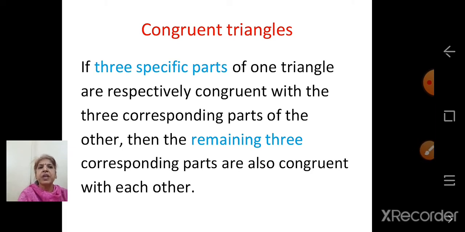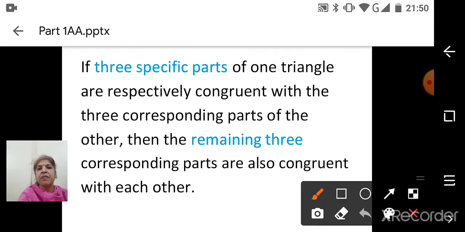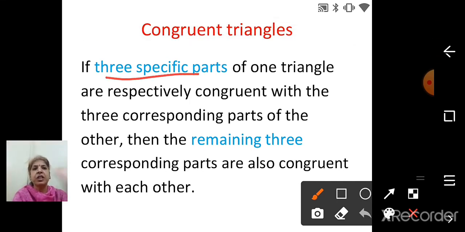If 3 specific parts of one triangle are respectively congruent with the 3 corresponding parts of the other, then the remaining 3 corresponding parts are also congruent with each other. So out of 6 corresponding parts, this is very important children, if 3 specific parts of one triangle are respectively congruent with 3 corresponding parts of the other, then the remaining 3 corresponding parts are also congruent.